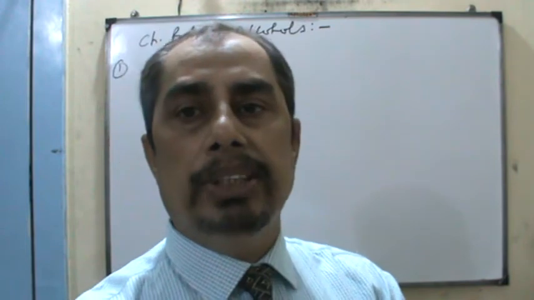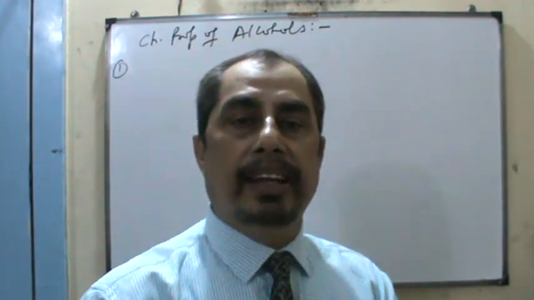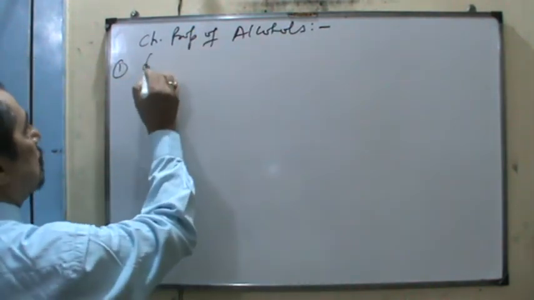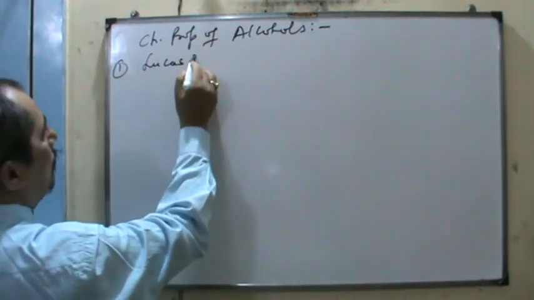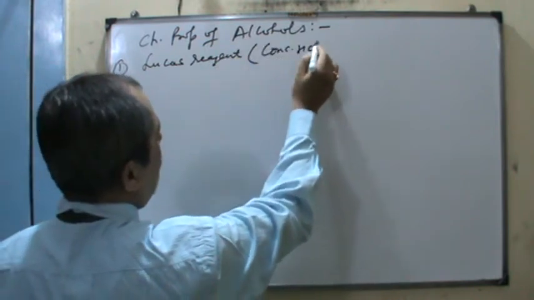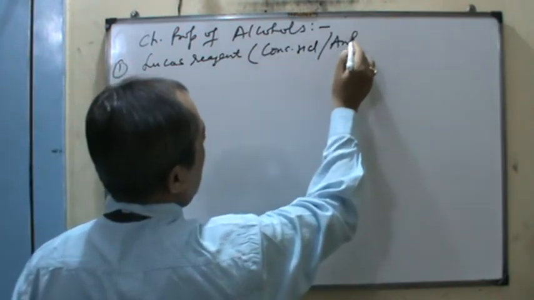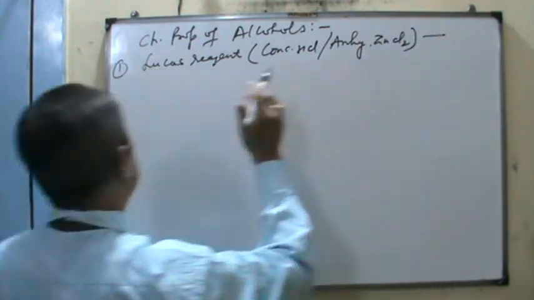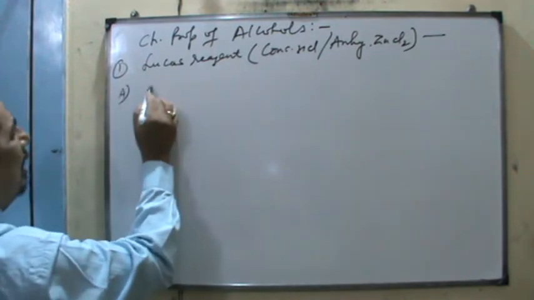Give a chemical test to distinguish between primary, secondary and tertiary alcohol. A very well-known reagent is known as Lucas reagent. It is a mixture of concentrated HCl and anhydrous zinc chloride.